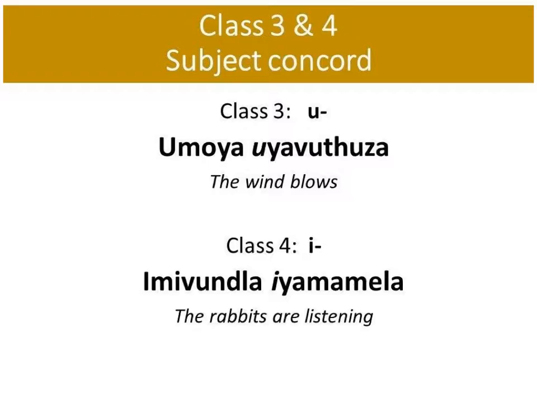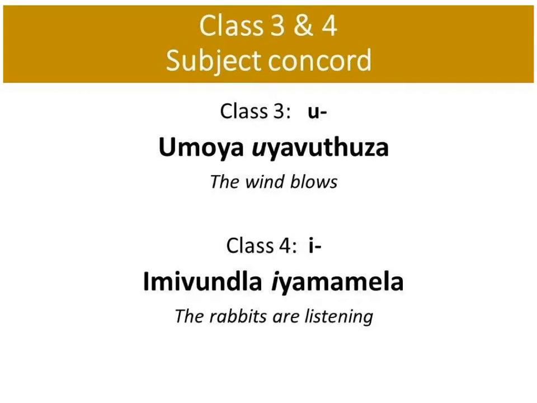Now let us look at the verb links, or the so-called subject concord linked to these two particular classes. So if we first look at class 3, the verb link, or the subject concord that's going to link our verb to our noun, is u. So if we want to say the wind blows, then that u refers to noun class 3, which is umoya. So umoya uyavutuza.